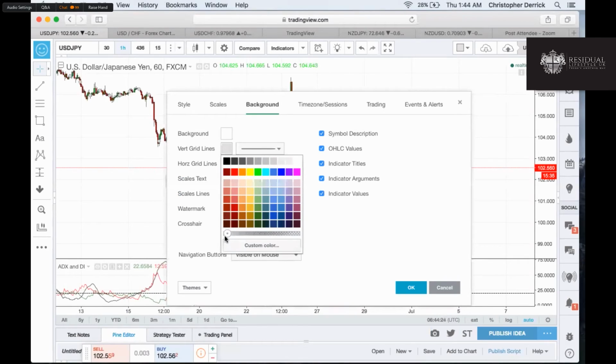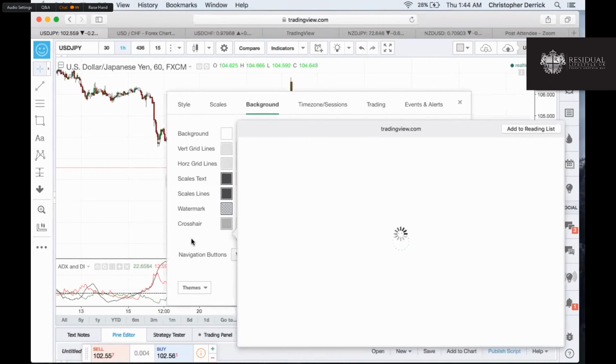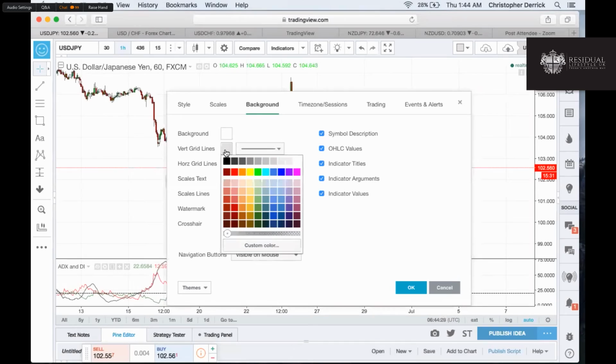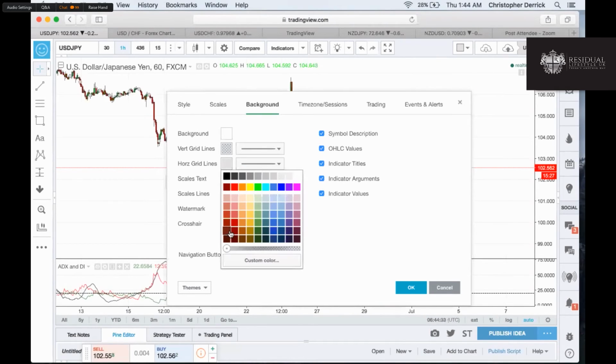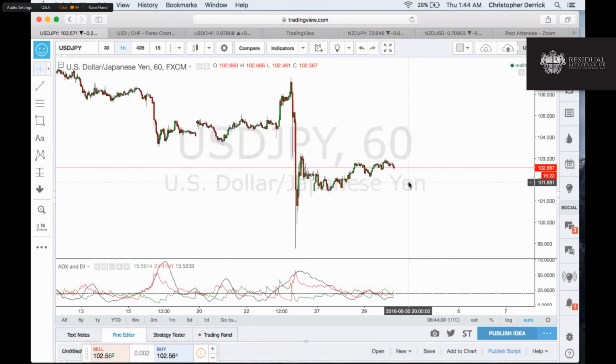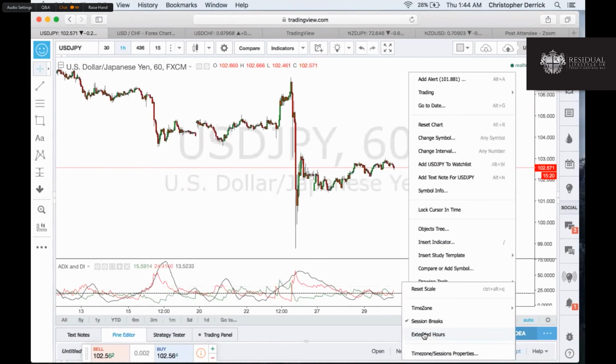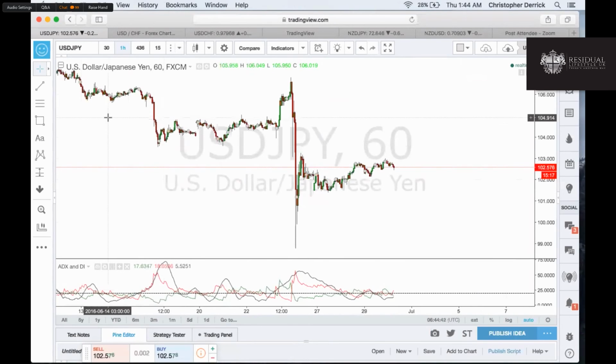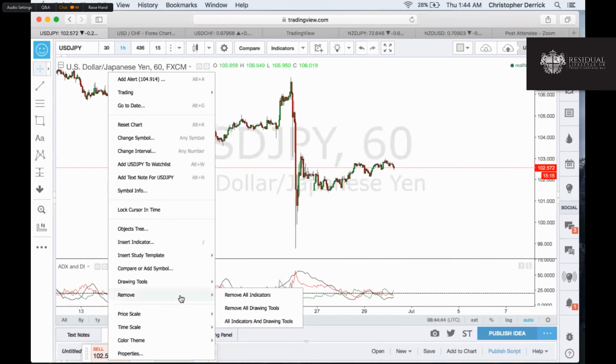Then you go to background, go to vertical grid lines, change this, move this. Oh, snap. I don't even know what I just did. All right. Go to vertical grid lines, change this all the way to the right. Horizontal grid lines, all the way to the right. And then boom. Now, to make it even more clear, I like to see exactly what's going on on a daily time frame. So what I do is I put the session breaks on.